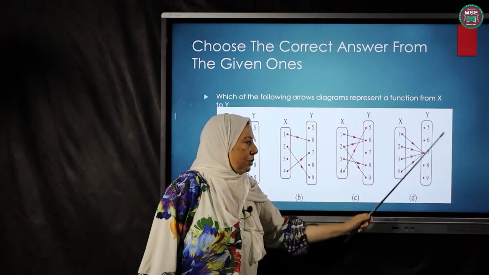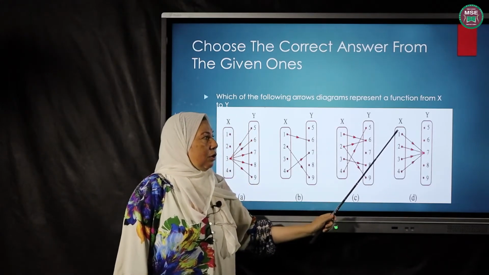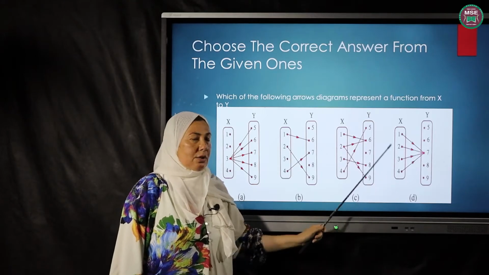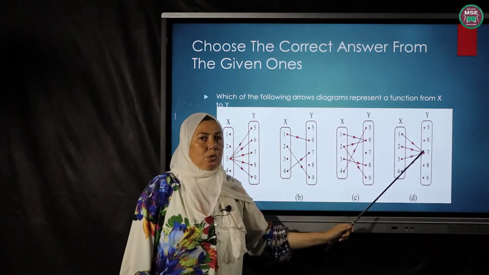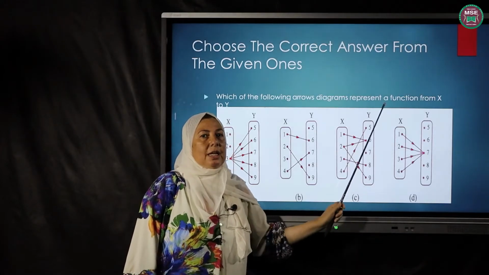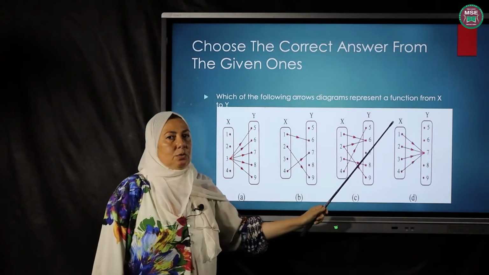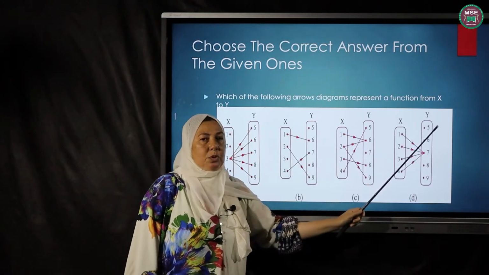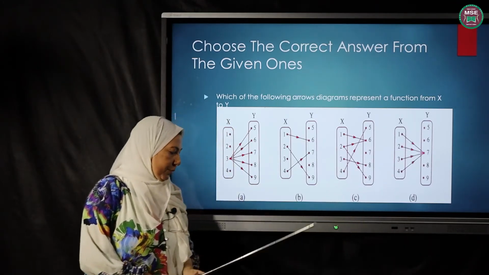Relation 4, or figure D: every element belonging to x has only one image belonging to y. Therefore, the relation between x and y is a function.